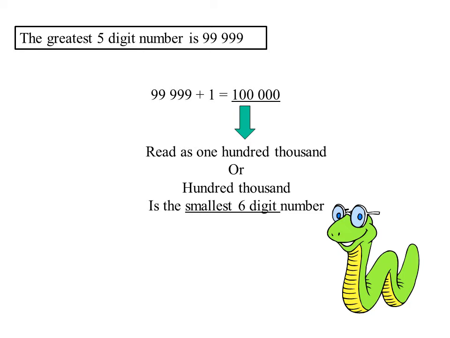This number is the smallest 6-digit number. So what is the smallest 6-digit number? The smallest 6-digit number is 100,000.